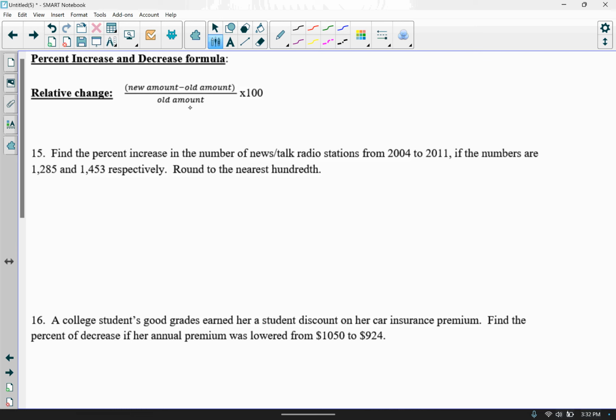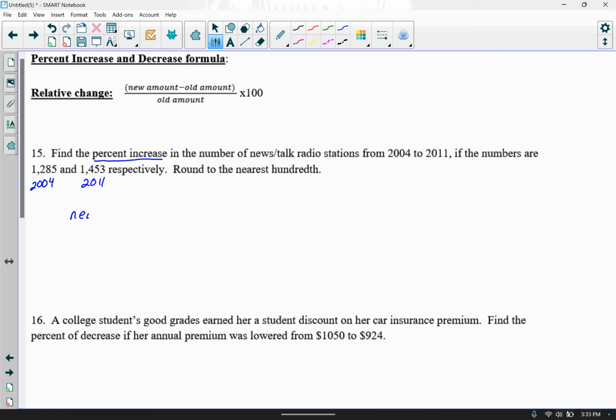In example 15, it says find the percent increase in the number of news talk radio stations from 2004 to 2011. So you're seeing here it's saying find the percent increase. That's how I know to use my new formula here. If the numbers are 1285 and 1453 respectively. What they're saying is that this is the number of news radio shows in 2004, and this is the number for 2011. All right, so I'll set up my formula here.